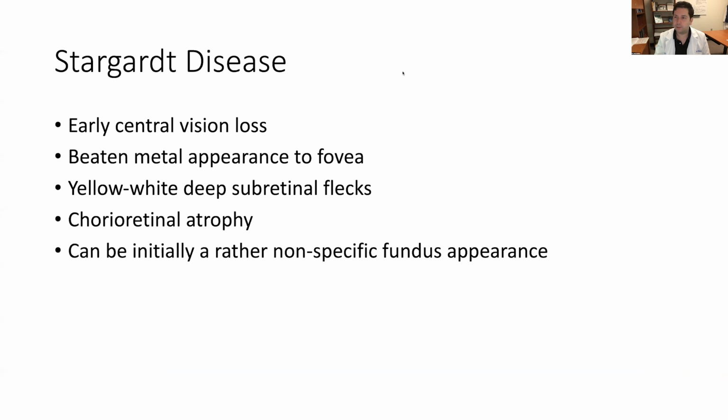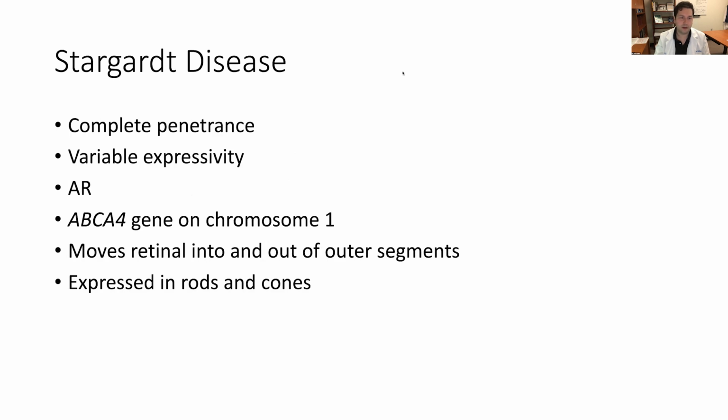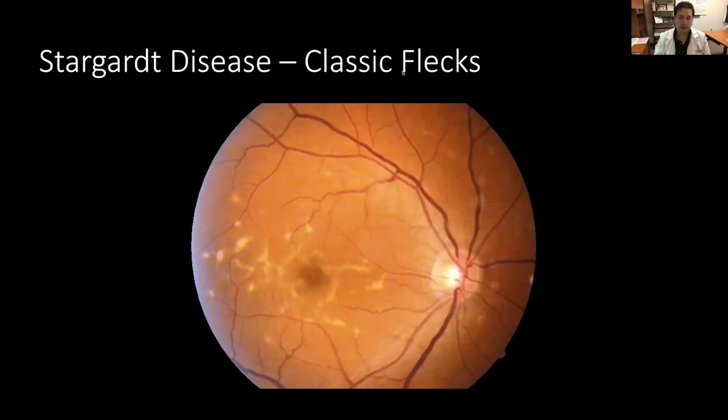The yellow-white deep subretinal flecks, again, that's the classic description, can look very different, and we'll show some examples. Chorioretinal atrophy is what happens as time progresses, but initially can be a rather non-specific fundus appearance. Stargardt disease has variable expressivity. It is autosomal recessive and related to the ABCA4 gene, which is one of the largest genes important for vision. It's on chromosome 1, and it's important for moving retinol into and out of the outer segments of the photoreceptors. It is expressed in rods and cones.